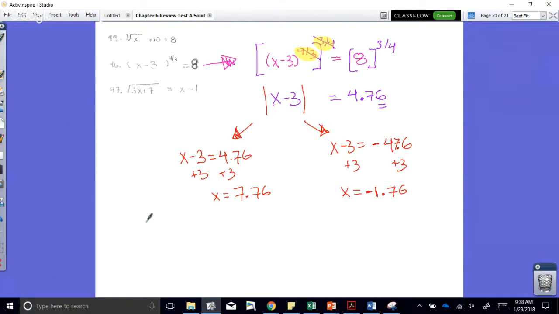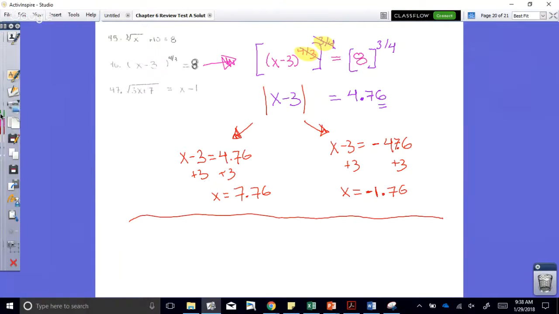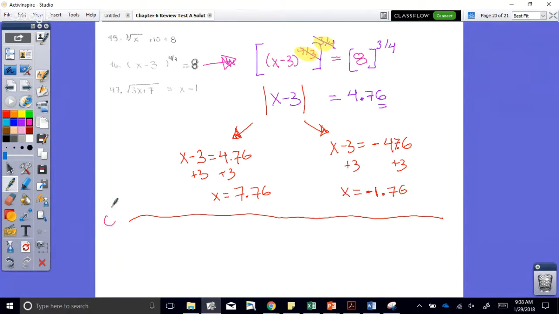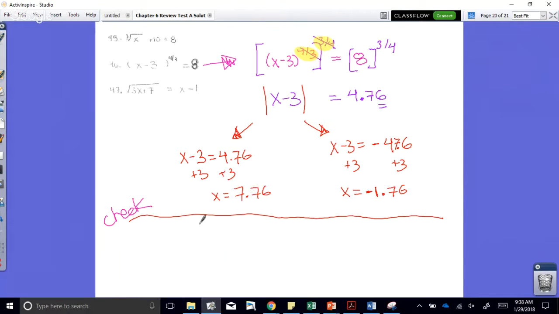It's probably good that we go ahead and check them. So when they're positive numbers, we can just go ahead: 7.76 minus 3 to the 4/3 power. Okay, do you get 8? If you take 4.76 to that power in the calculator, you get 8.00, so it works. Okay, on the other side, negative 1.76 minus 3 to the 4/3 power.